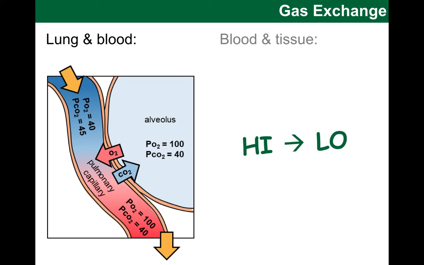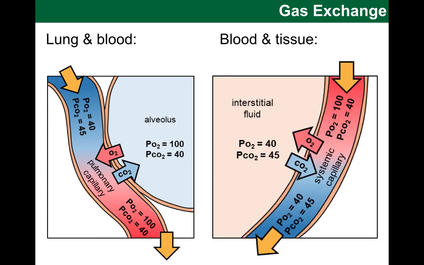Now, let's look at the same at the tissue level in systemic circulation. The blood arriving from the lungs has an oxygen partial pressure of 100 millimeters of mercury, while the oxygen partial pressure in tissues, or in this example interstitial fluid, is only 40 millimeters of mercury. So again, from high to low until equal. So oxygen moves from the blood to the tissues.